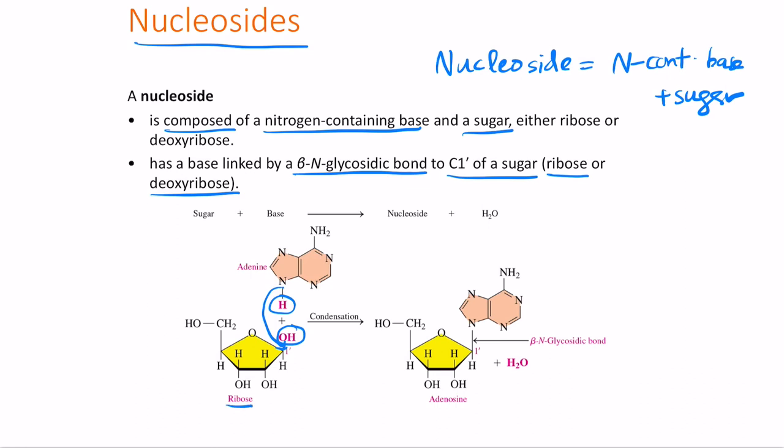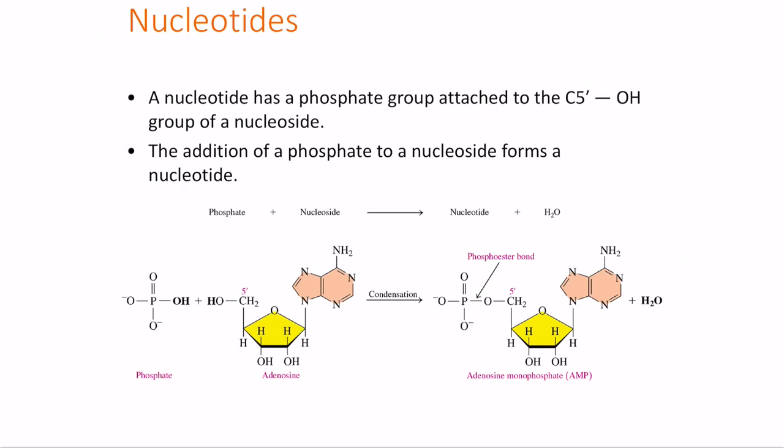So the most common sugar that it bonds with is adenosine. So we call it adenosine nucleoside. So a sugar and a base combine to form a nucleoside and H2O. Next comes nucleotide. Nucleotide is a combination of a phosphate and a nucleoside.